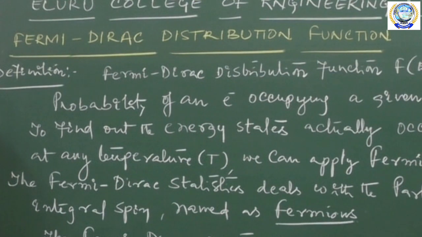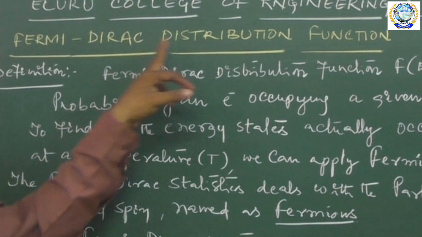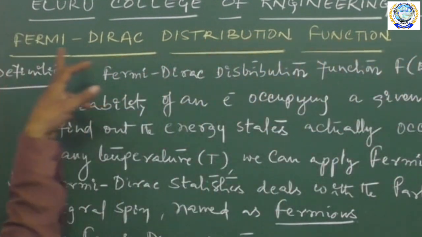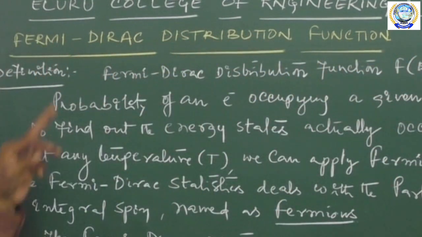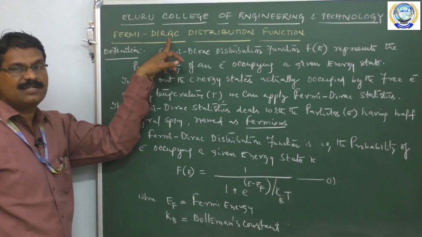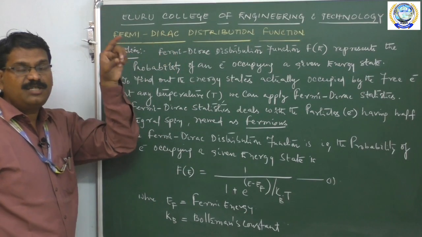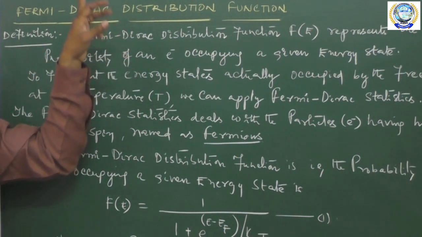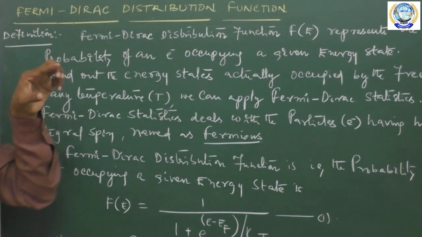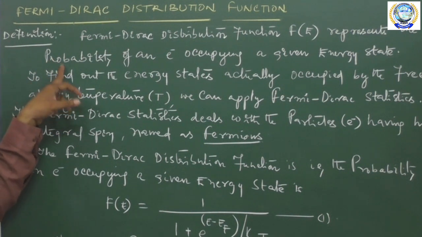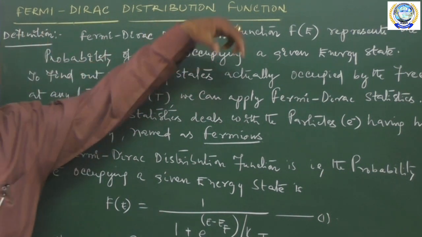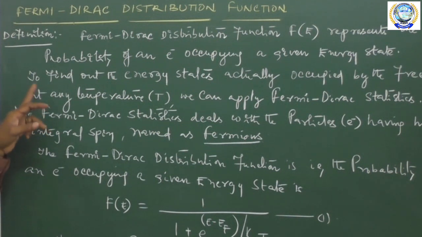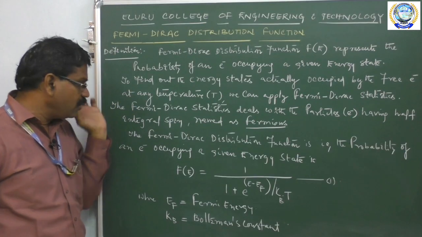The next topic, following the distribution of energy levels, is the Fermi-Dirac distribution function. Let us see the Fermi-Dirac distribution function. Fermi and Dirac are the 2 scientists who explained the distribution function of energy levels. The definition of the Fermi-Dirac distribution function represents the probability of an electron occupying a given energy state. Our ultimate aim is to find this f of E.